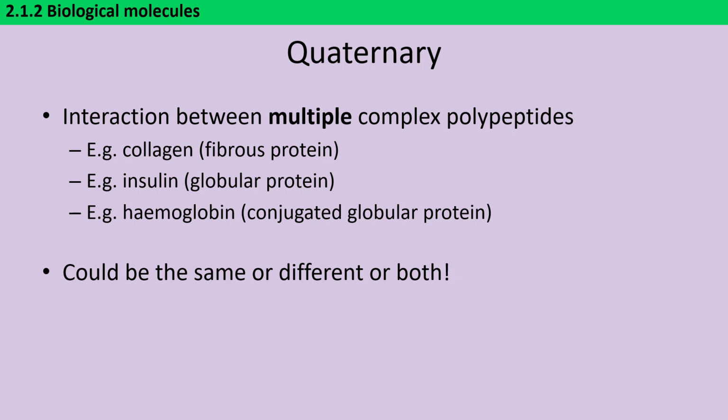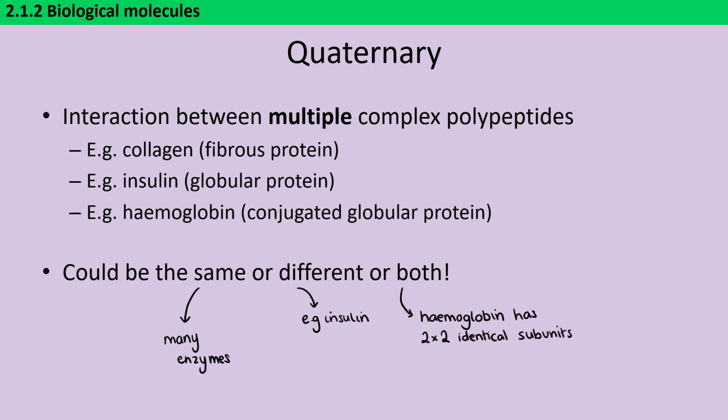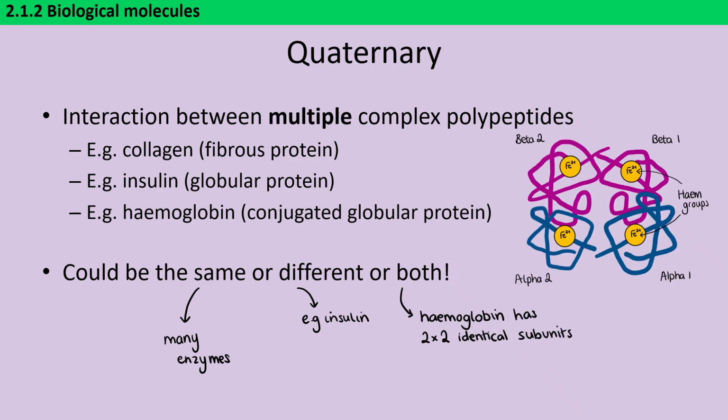So where you have these different subunits, you could have two subunits that are the same. So for instance, lots of enzymes, that's true. You can have two different subunits, which is the case in insulin, or you could have a situation where you have both. So hemoglobin has two alpha subunits, which are the same as each other, and two beta subunits, which are the same as each other, and also these 4 heme groups containing iron 2+ ions.